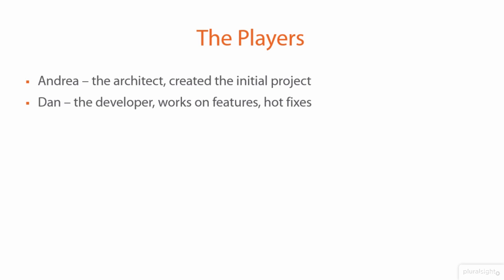We then have Dan. So Dan is our developer, and Dan will work on features and hotfixes, and we'll see the work Dan does in this chapter. There's also Rachel. So Rachel is going to review our code, pick up any errors that Dan may have introduced, and manage the review process. And we'll also see Rachel in this chapter as well.